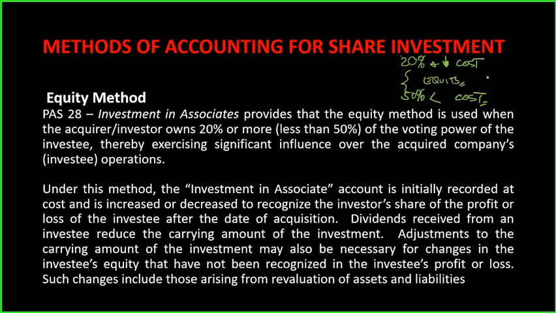Although in some books, they say it is at the option of the parent or the acquirer. Why at the option? Well, what if there is an interest of less than 50%, let's say 30 or 40, but there is full control of the decisions or in the operations of the subsidiary, then they can opt for full consolidation. They can also use the cost method.